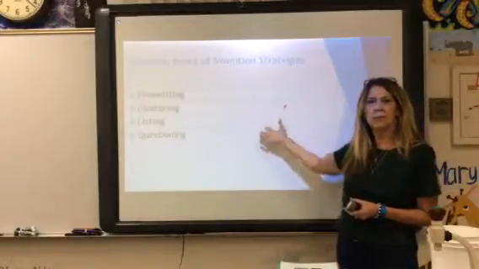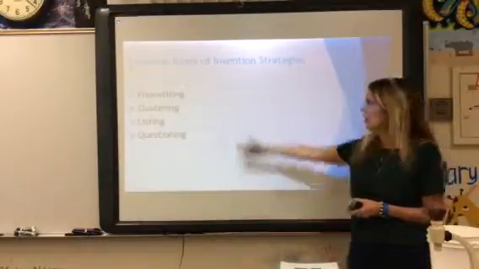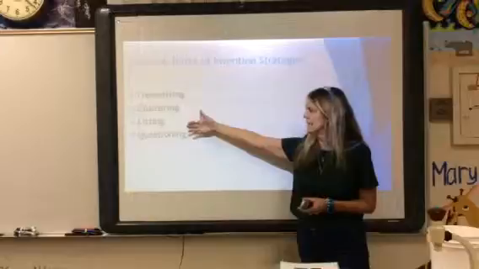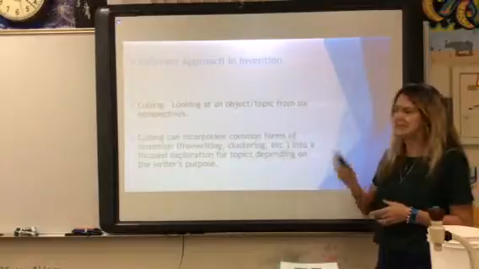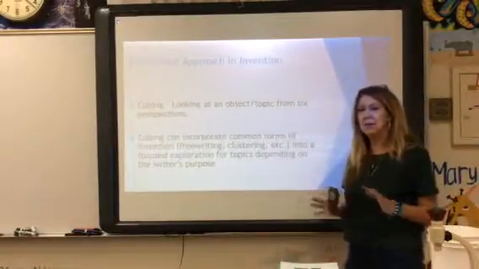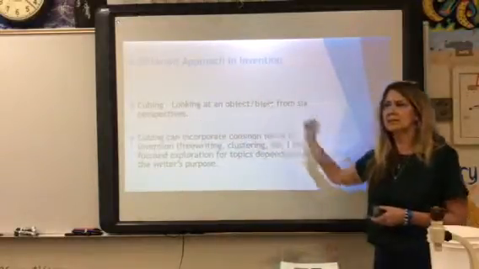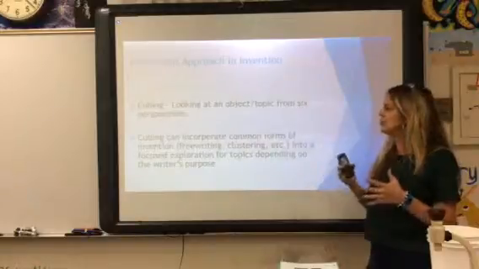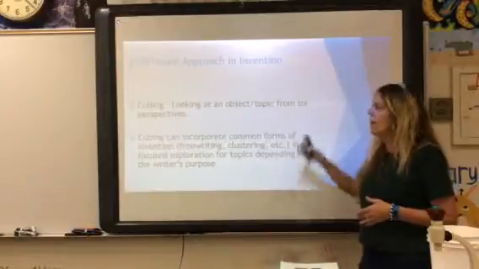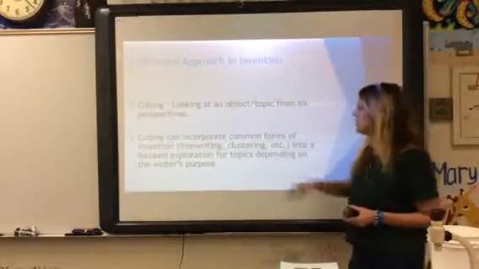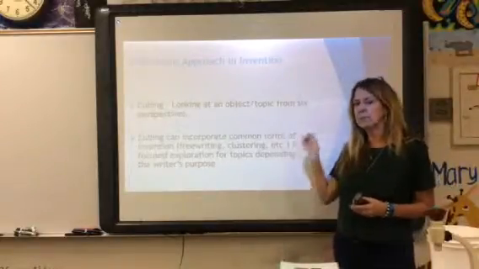Some of the forms that we may be very familiar with when it comes to invention strategies are free writing, clustering, listing, questioning. And today we're going to look at one that some of you may know about, some of you may not know about, and that's cubing. Cubing is a strategy that we can use to incorporate some of these common forms of free writing, listing, questioning, but it's a little more focused because we're actually looking at an idea or a topic from 6 different perspectives.